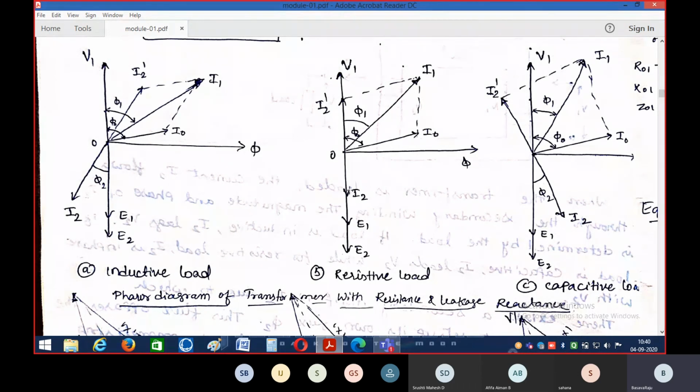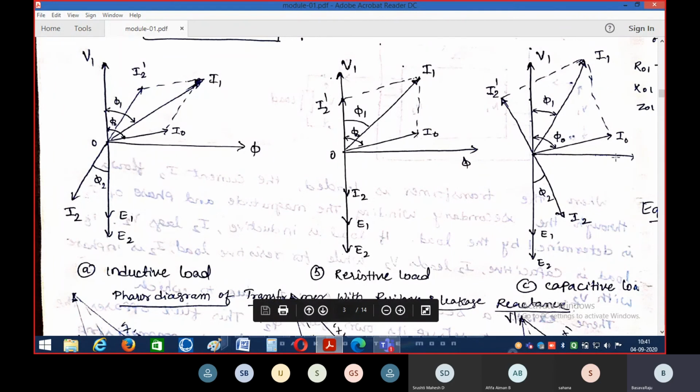Okay. So if this is the magnitude of I2, opposite to this we get I2 dash. The vector addition of I0 and I2 dash results in the vector called I1, the primary current. Okay. Since it is a resistive load, the power factor is equal to 1, so there is no power factor angle here. The angle between V1 and I0 is called phi naught, and the angle between V1 and I1 is called phi 1.